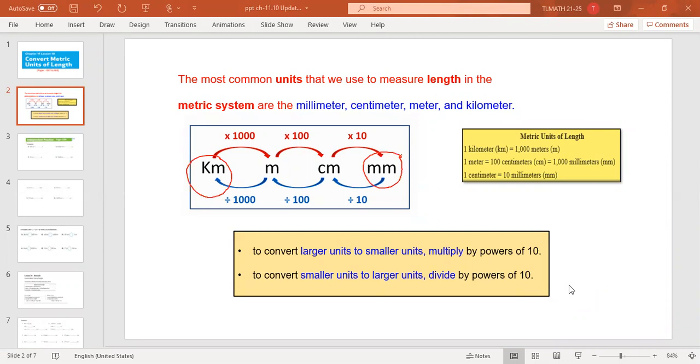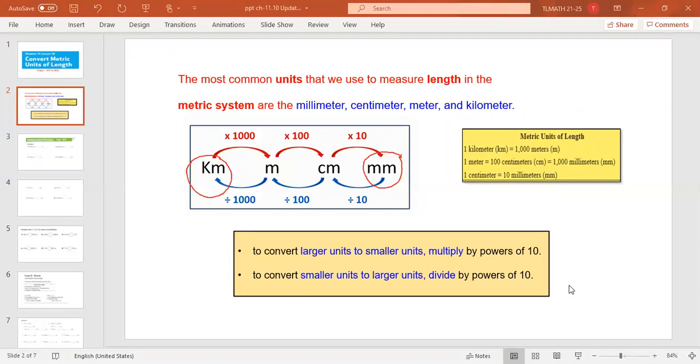So when I want to convert one unit to the other unit, I'm going to use a special procedure, using multiply and divide by the power of 10. When I want to convert larger unit to smaller unit, I'm going to multiply by power of 10. For example, from kilometer to meter, I'm going to multiply by 1000. From meter to centimeter, I'm going to multiply by 100. And from centimeter to millimeter, I'm going to multiply by 10.